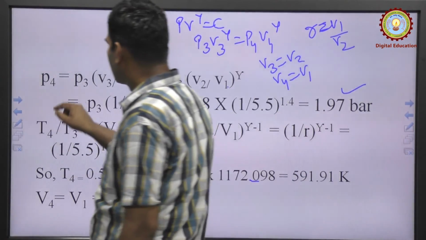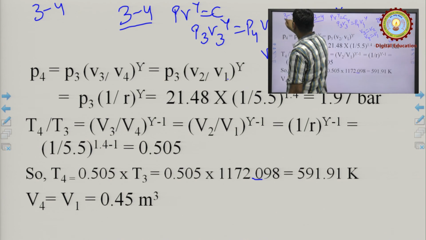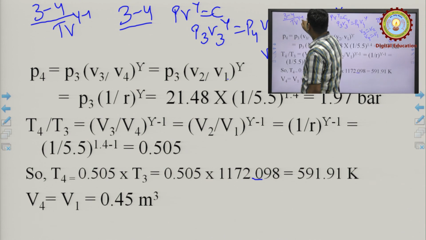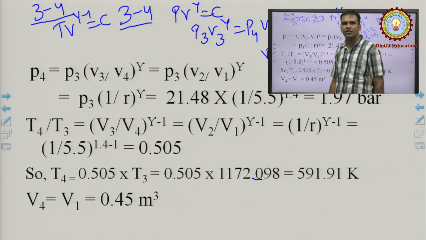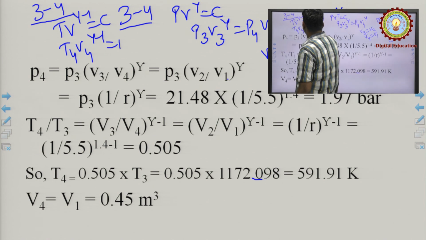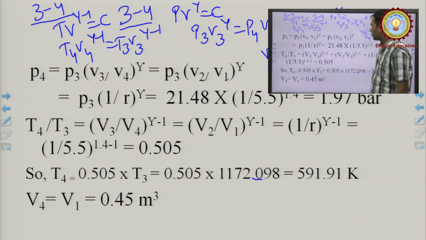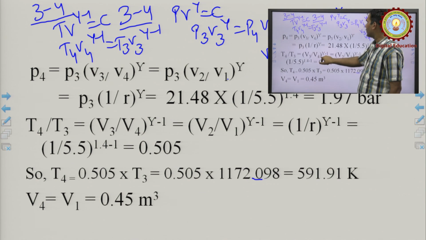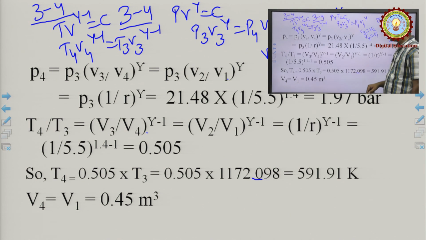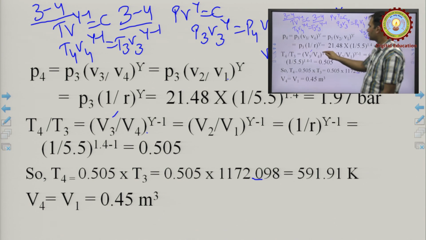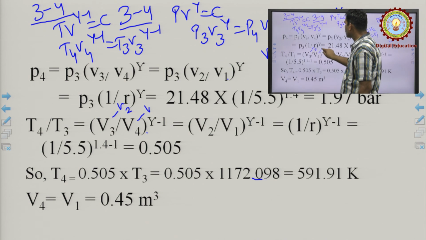Similarly, 3 to 4 is an isentropic process. So for an isentropic process, TV gamma minus 1 is constant. So T4 V4 gamma minus 1 equals T3 V3 gamma minus 1. From here we get T4 by T3 is equal to V3 by V4 raised to gamma minus 1, and V3 is equal to V2 and V4 is equal to V1.